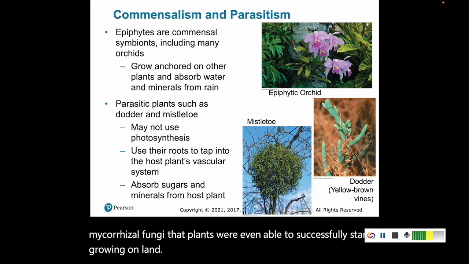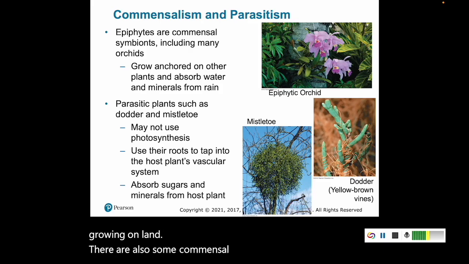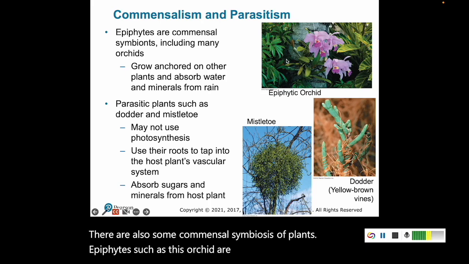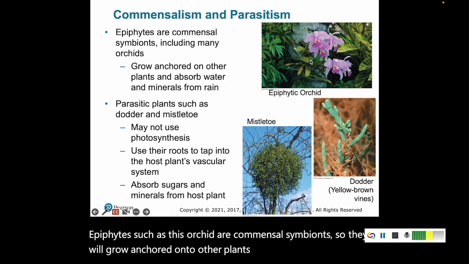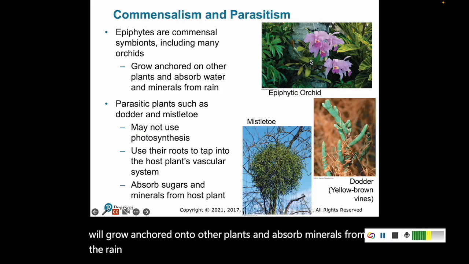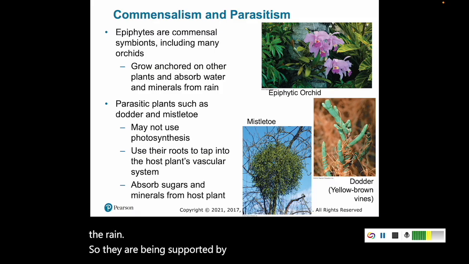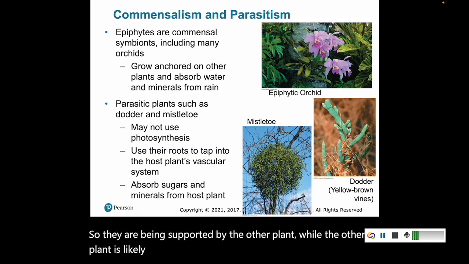There are also some commensal symbiosis of plants. Epiphytes, such as this orchid, are commensal symbionts. So they will grow anchored onto other plants and absorb minerals from the rain. So they are being supported by the other plant, while the other plant is likely unaffected.